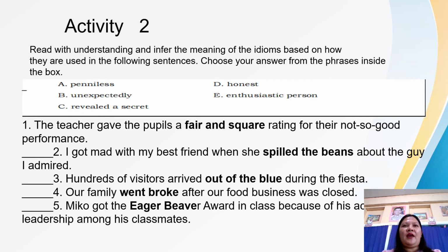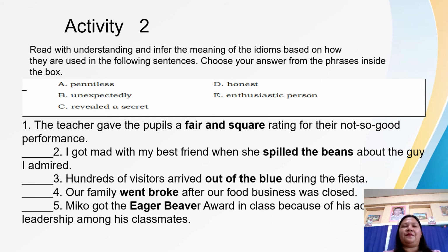The teacher gave the pupils a fair and square rating for their not so good performance. Fair and square means A. Penniless. B. Unexpectedly. C. Revealed a secret. D. Honest. Or E. Enthusiastic person.